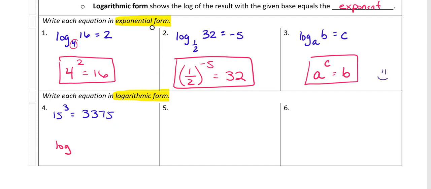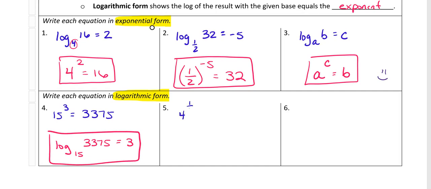The log base is the same base as the exponent base. So the base here is 15. So log base 15 of the answer. The answer is 3,375. And this is going to equal the exponent 3. Okay, so I want you all to try number 5. 4 to the 1/2 equals 2. So again, pause the video and try this one, please.